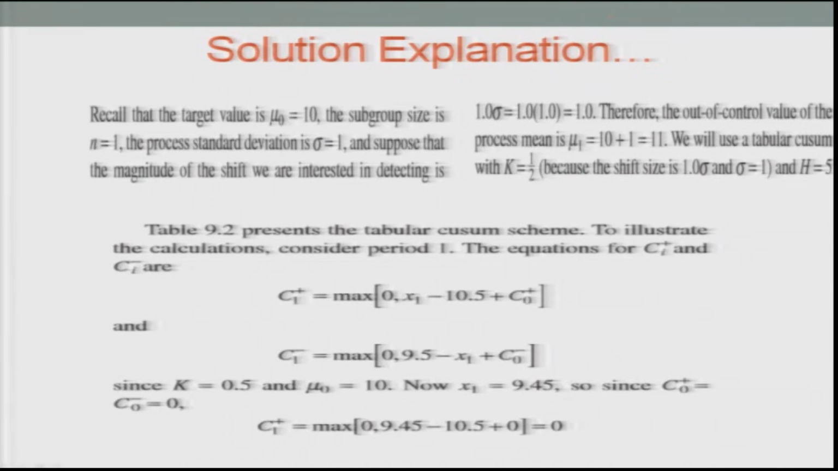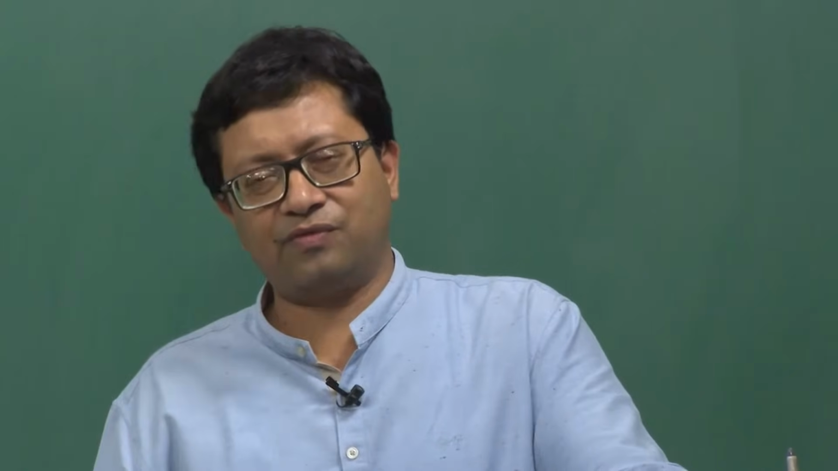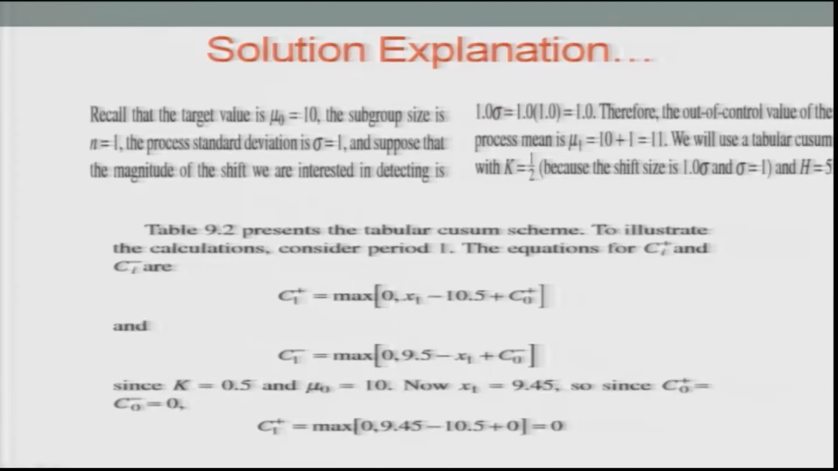We will use a tabular CUSUM with a k value of half, because the size of the shift is 1. Any plus and minus deviation you give equal weightage. In the case where it was 2, if we give equal weightage, it will come out to be 2 divided by 2, which is 1 on each side. Based on that, if we consider h as 5, the calculations will give C1 plus and C1 minus values accordingly, as shown.